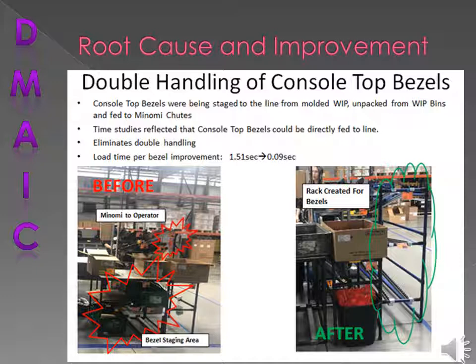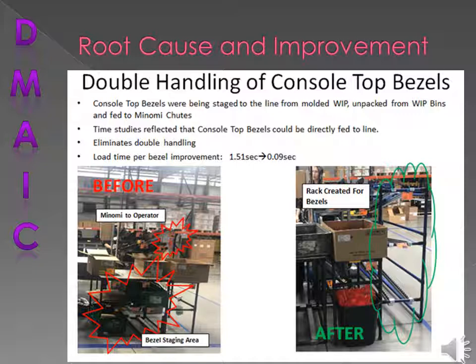So the third root cause, I found that the switch hole for plate, or the bezels that I was referring to, the utility operator would bring them from molded whip in a tote, and then they would set them in this bezel staging area on the left, you can see there, and they would unload them from that tote and then load them to a smaller chute that was attached to the assembly machine. And basically we were double handling the bezels.